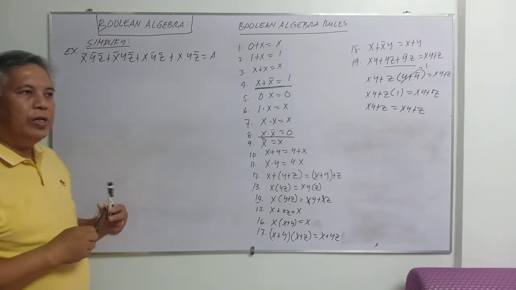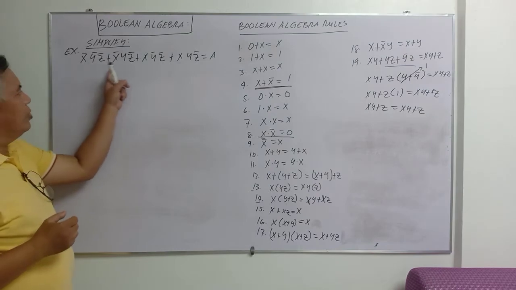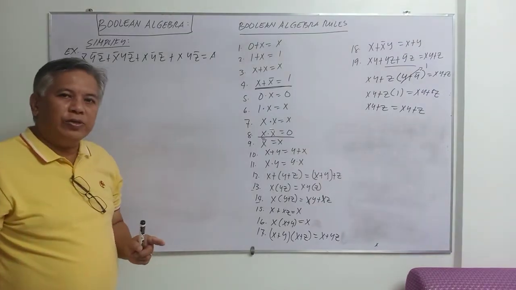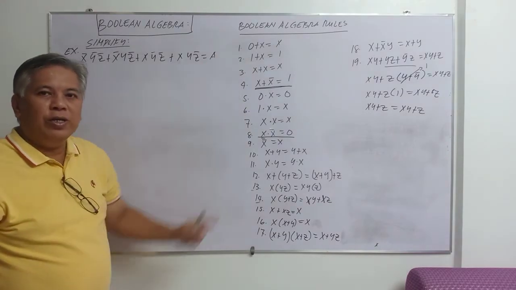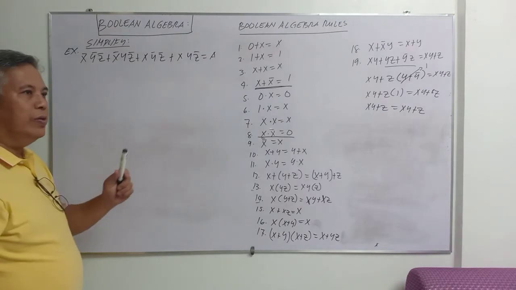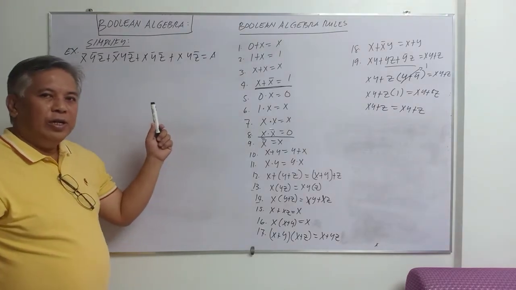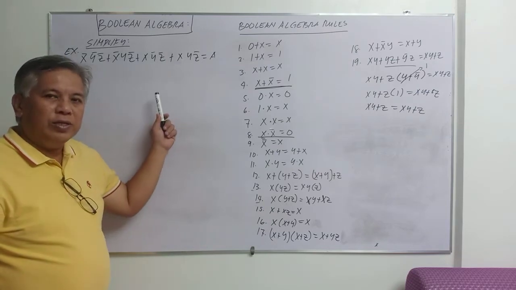Okay, so let's have an example. So we have here a Boolean algebra equation, and we want to simplify this equation using Boolean algebra rules. Now, before we do the simplification, let me show you the logical circuit equivalent of this.